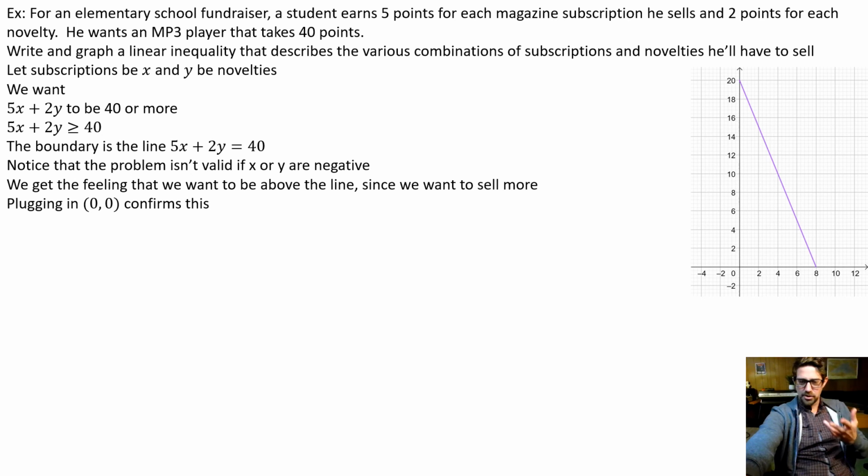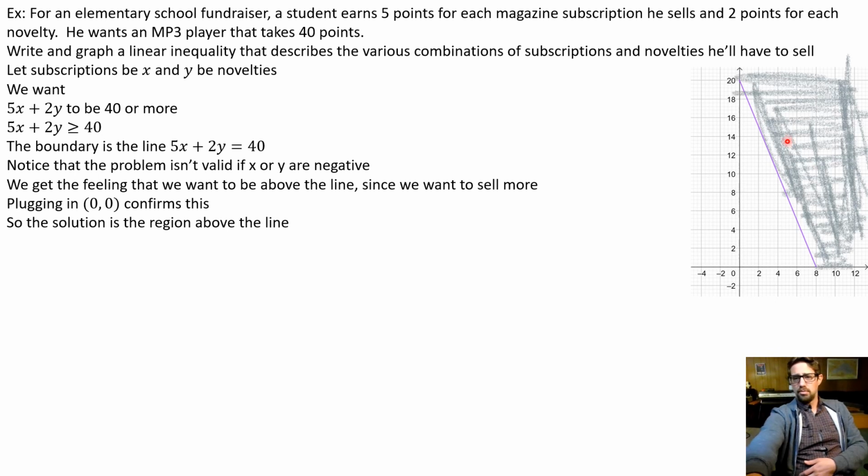Right, and that's the nice thing about 0, 0: you can more or less do it in your head, although I would like to see you plug it in when you're showing your work on the test. So there you go. The solution is anywhere above here. So he could go absolutely ape and sell 100 of these and 100 of these, and he'd obviously make it. But really anywhere on or above the line. So like right here, you see the point 4, 10 is on the line. If he did that, is that right? Yeah, he would just barely make it. 4 of x is 20.